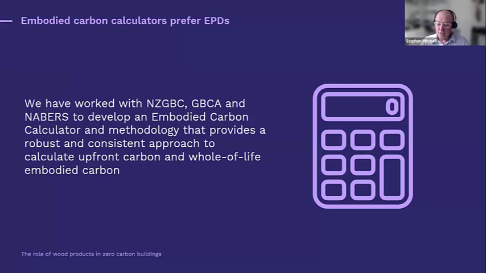So we've worked with New Zealand Green Building Council, the Green Building Council in Australia, and NABERS to develop an embodied carbon calculator and methodology to make sure that the comparisons are robust and consistent, so we can truly benchmark and then improve the environmental impact of our buildings in terms of embodied carbon.